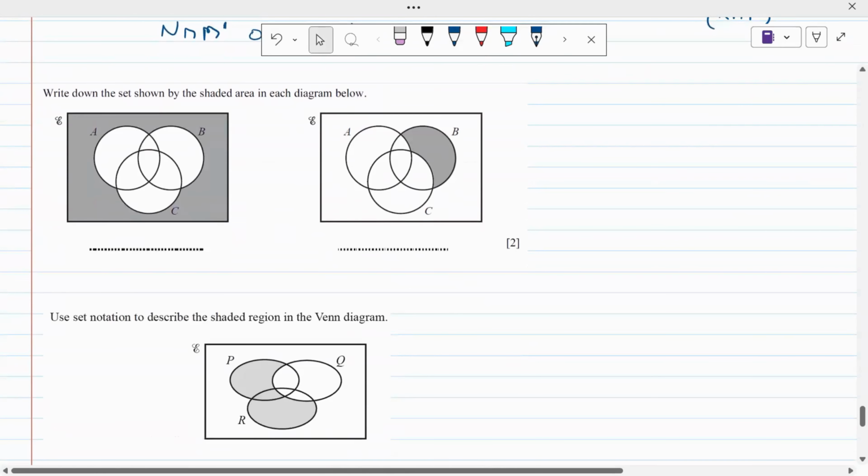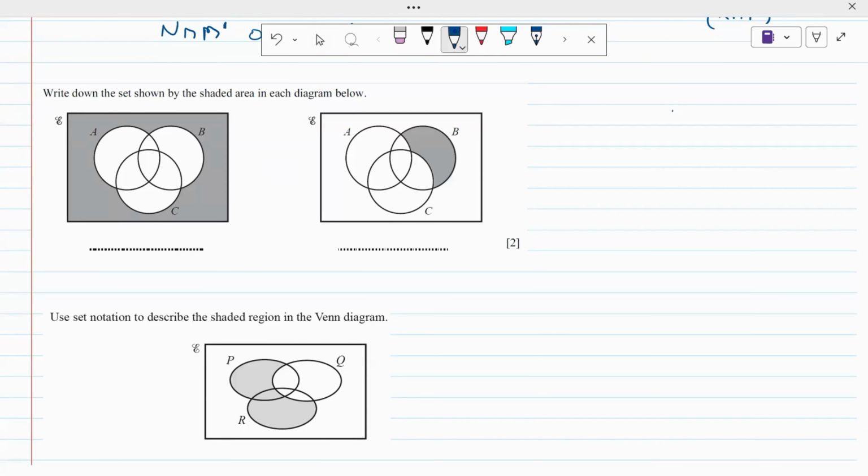Next example, third part. So what do you think? What should be the answer for here, the third part? A union B union C whole complement. Excellent. So that means A, B, and C, they all have been removed from the universal. So first you combine them, A union B union C. And after combining them, you remove it as a whole from the universal, giving us A union B union C whole complement.